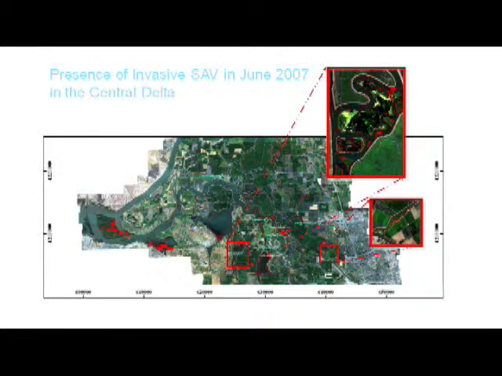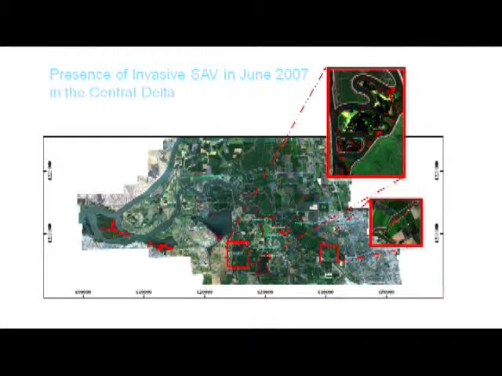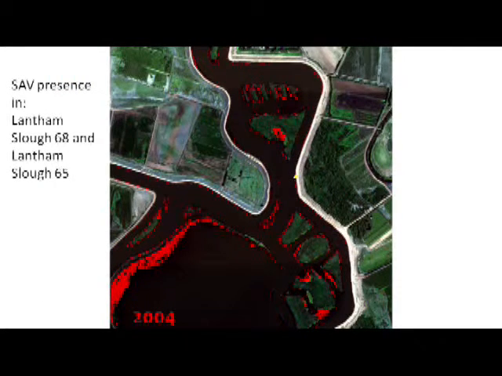So this is just an example of a map from the central part of the delta in 2007. Everything that's red, not the boxes, but the parts that are mapped red, are the actual locations where we detected the presence of submerged aquatic vegetation. And then the two small boxes just show a blow up of the areas. So you can see this area had submerged vegetation. This green stuff in here is floating algae, and we didn't identify it as submerged vegetation.